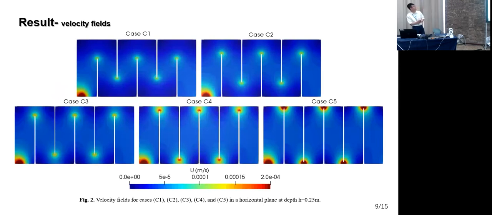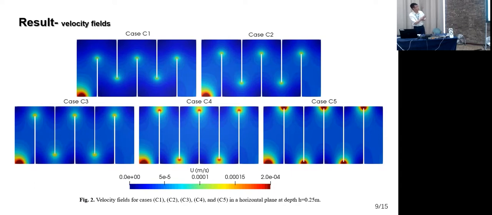Here are the results for the flow field. The flow behavior is quite important for the constructed wetland because it has a huge impact on the biological processes within the constructed wetlands, since the contaminant movement and residence time are determined by the velocity field.